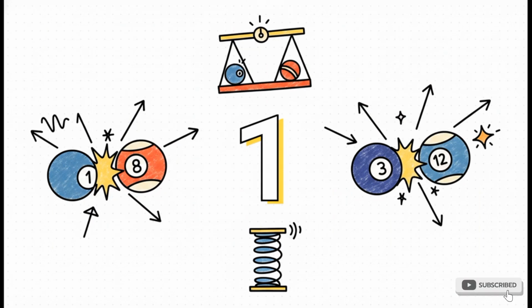So physicists actually have a way to measure this. It's called the coefficient of restitution. Yeah, I know, it's a mouthful. Let's just call it a bounciness score. A score of 1 is the highest you can get. That means a perfectly elastic collision, a perfect bounce with zero kinetic energy lost. And that's pretty much what you see with billiard balls.